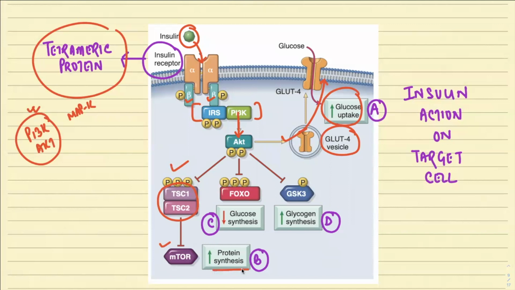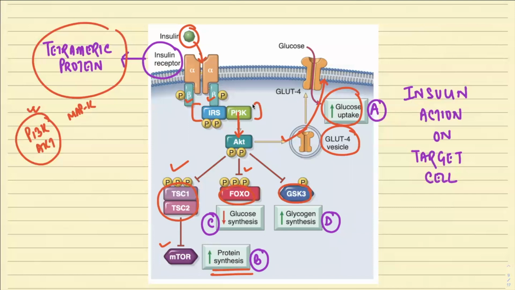This leads to increased protein synthesis. Again, they are going to cause the phosphorylation of FOXO. Ultimately, they are going to inhibit this FOXO, leading to decreased glucose synthesis, and they are also going to inhibit GSK3, leading to increased glycogen synthesis. Now, what is very important is that you don't have to remember these different proteins and transcription factors.